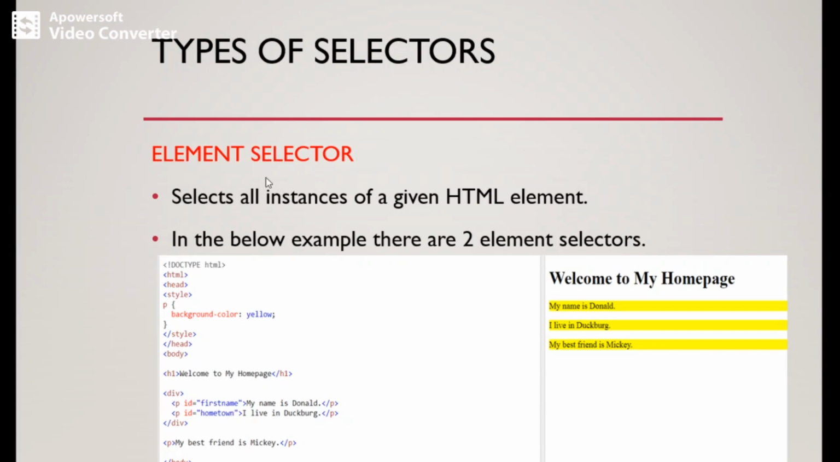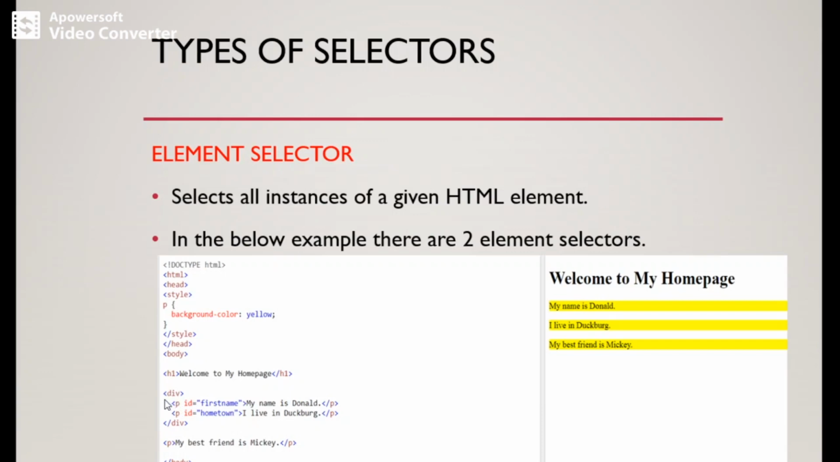First one is the element selector. Here you are selecting all instances of the given HTML element. You can see here we have the paragraph tag P. For that the background color is set to yellow. So this style is being applied here.